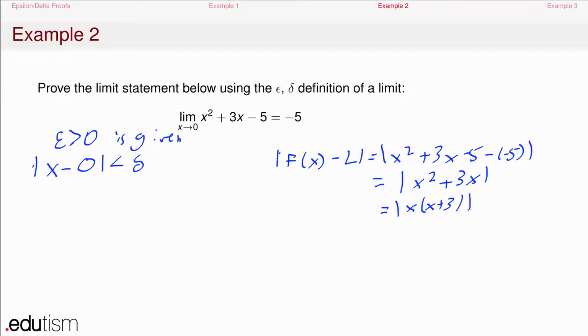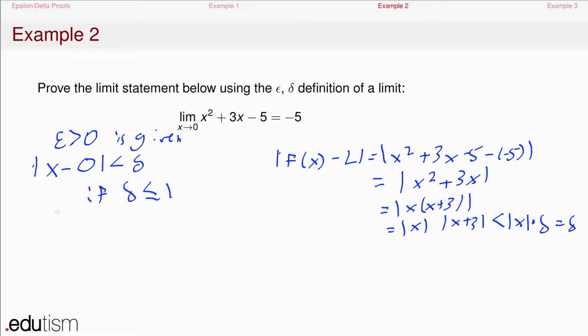And then the absolute value of a product is the product of absolute values. So we get absolute value of x times absolute value of x plus 3. And so the idea is this absolute value of x plus 3 is less than delta. So this whole thing is less than absolute value of x times delta. So let's suppose we always want to make absolute value of x less than 1. Well, we already know absolute value of x is less than delta. So if delta is less than or equal to 1, then this whole thing is going to be less than delta. Great.